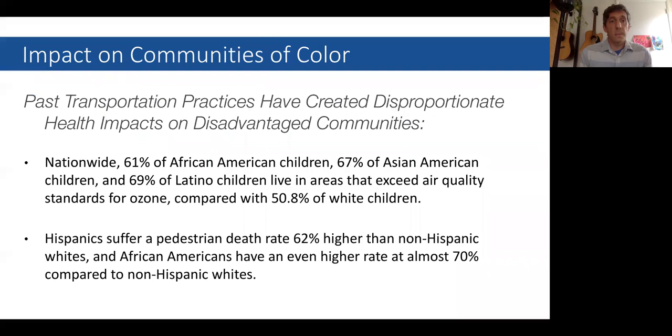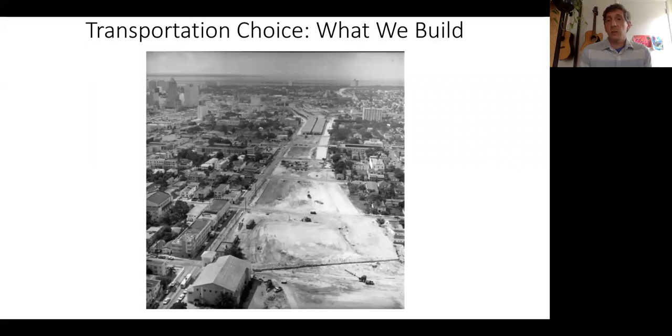Next slide, please. And there's impacts on communities of color. Nationwide, you can see the stats in front of you, but communities of color, whether it's African American, Asian American, Latinos, are more likely to live in areas that exceed air quality standards than white children. And Hispanics and African Americans suffer much higher rates of pedestrian fatalities than non-Hispanic whites. Next slide, please. And then transportation choices are not just what we build. You can see a highway under construction. Next slide, please. But also where we build.